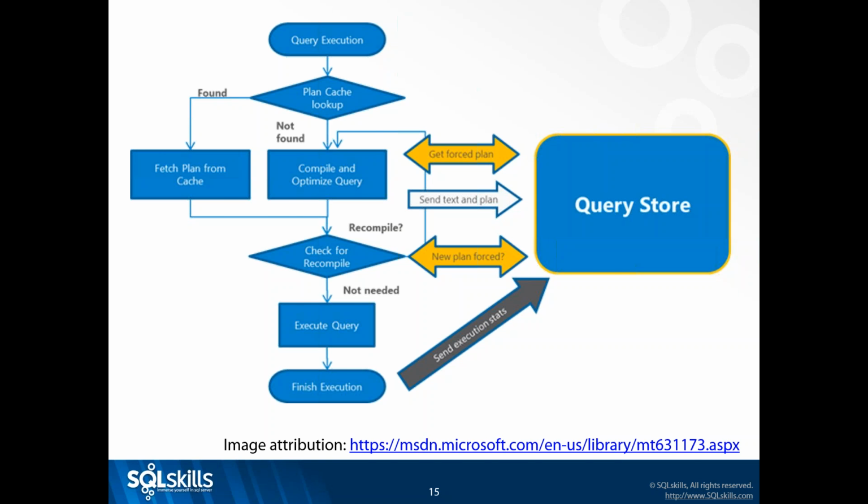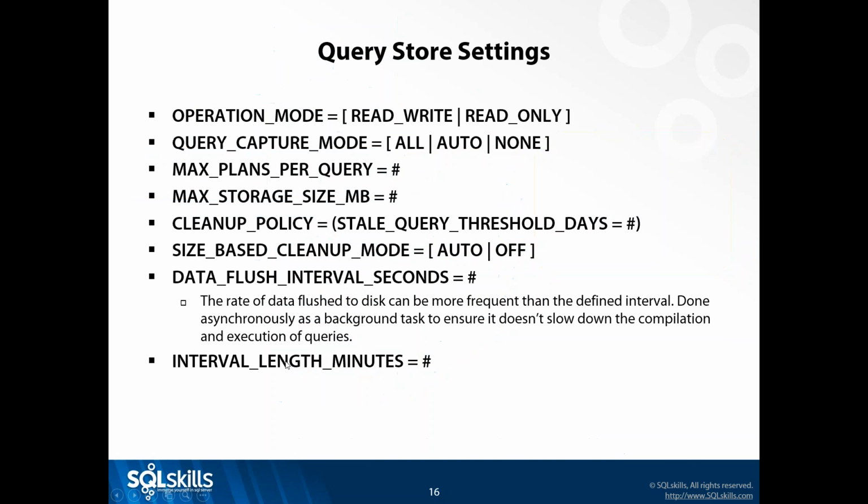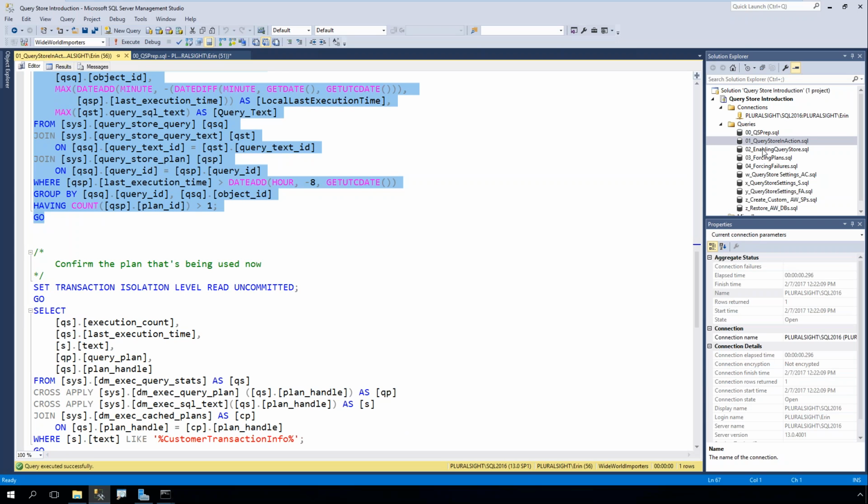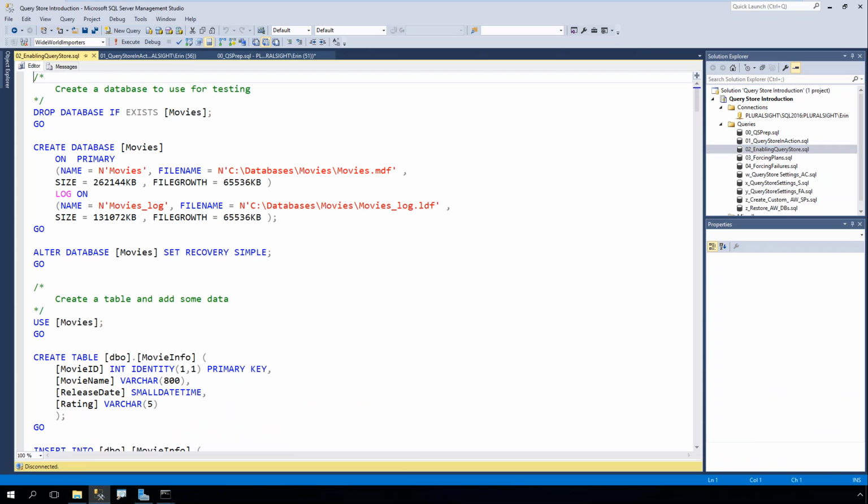So that's what's stored in Query Store, and that aggregation window is defined by the interval length in minutes. I'm going to show you this in the demo. You can see that you've got different values that you can set. So let's hop back in so that we can look at this live.